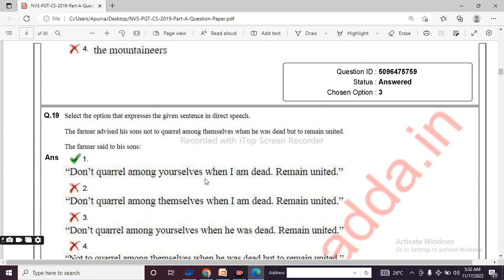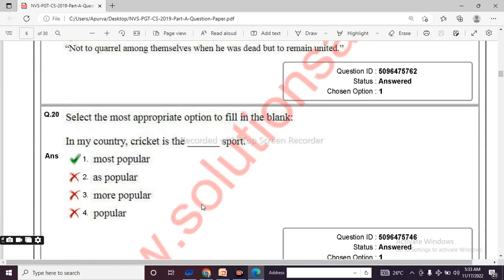Next one. Select the option that expresses the given sentence in direct speech. The farmer advised his son not to quarrel among themselves when he was dead but to remain united. The farmer said to his son, "Don't quarrel among yourselves when I am dead. Remain united." Select the most appropriate option to fill in the blank. In my country, cricket is the most popular sport.